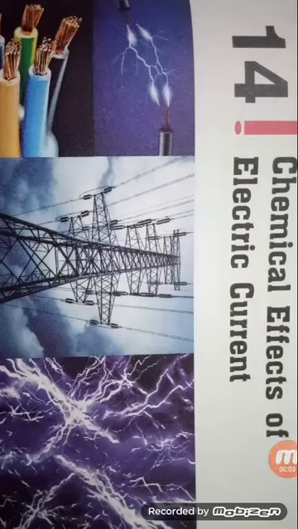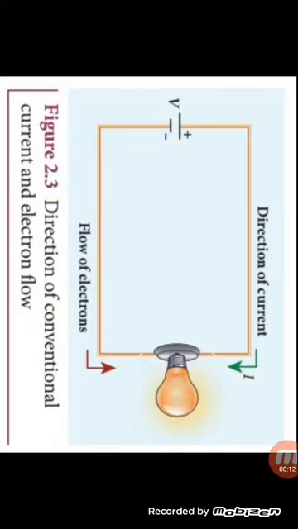Let's continue chapter 14, that is chemical effects of electric current. Now let's know what is the direction of flow of electric current. You know very well that the flow of electric charges through a conductor produces electric current. So, an electric current is produced due to the flow of electrons. Electrons flow from negative terminal to the positive terminal of a battery through external circuit.